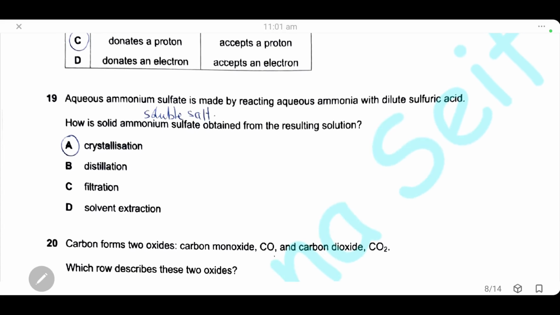Question 19. Aqueous ammonium sulfate is made by reacting aqueous ammonia with dilute sulfuric acid. Ammonium sulfate is a soluble salt, so how is the solid ammonium sulfate obtained from the resulting solution? Because it's a soluble salt, it will be in the filtrate, so we're going to do crystallization to obtain the salt, the solid, from the solution. The answer is A.